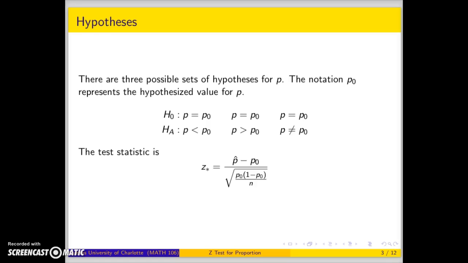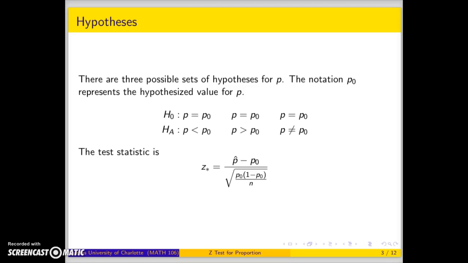So just like the previous two tests, the t and the z, for the mean, we have three possible sets of hypotheses. These are in terms of p, the proportion, instead of mu, the mean. So since we are dealing with the population proportion, we have p in this case. So the null hypothesis is always p equals some hypothesized value, and the alternative hypothesis is p less than some hypothesized value, or p greater than some hypothesized value, or not equal to, depending on the problem.